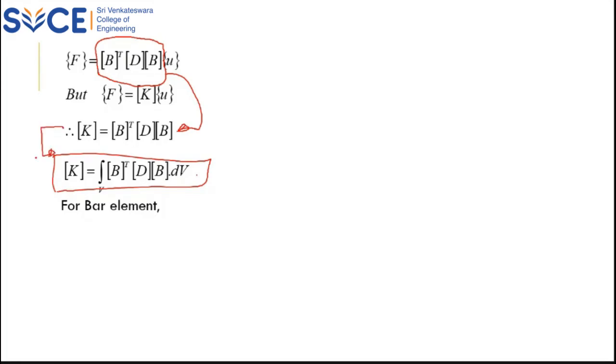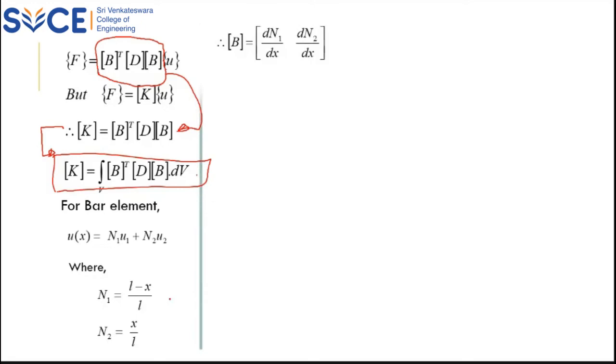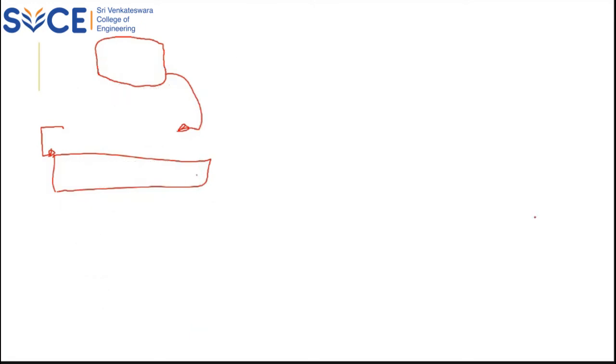Directly we'll go for deriving the stiffness matrix for a bar element. So you know that your U is N1 U1 plus N2 U2. This is my shape function. N1 is (L minus x) by L. N2 is x by L. So I'm going to identify the B matrix. What is the B matrix? B is d by dx of U.